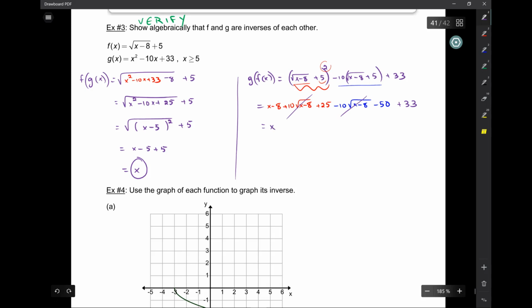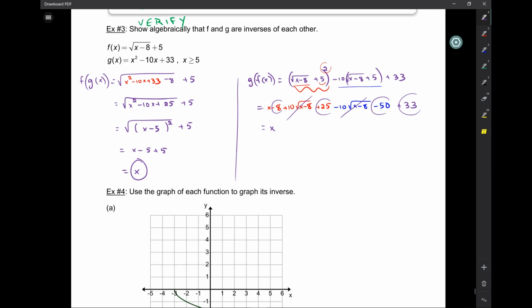So we have an x. We have a negative 8. We have a positive 25. We have a negative 50. We have a positive 33. What happens to those? They all go away. So you end with x, right? Isn't that cool? How satisfying is that? They all drop out. I think some people don't believe me that they all go away. They do, trust me, okay? Because they're inverses of each other and they must. So negative 8 plus 25 minus 50 plus 33, they all go away.